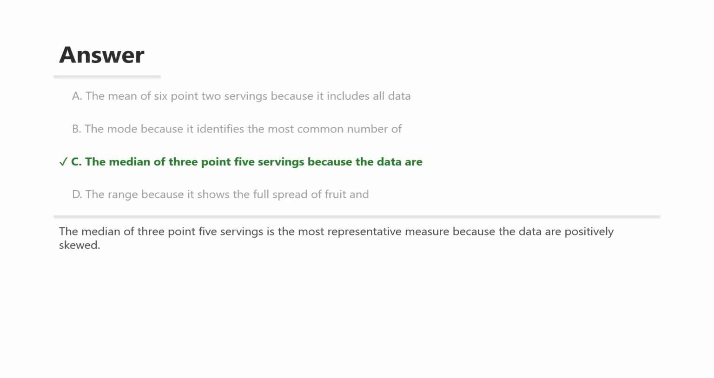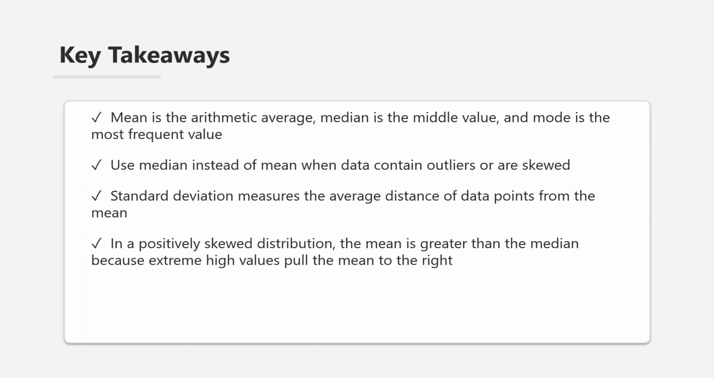Option A is technically true that the mean includes all values, but that is precisely the problem when outliers are present. Option B could provide useful information but was not calculated in the scenario. Option D describes variability, not central tendency.